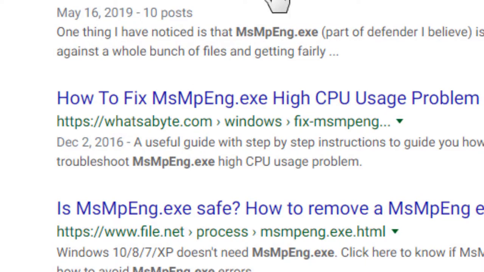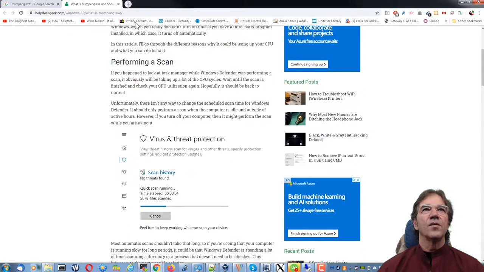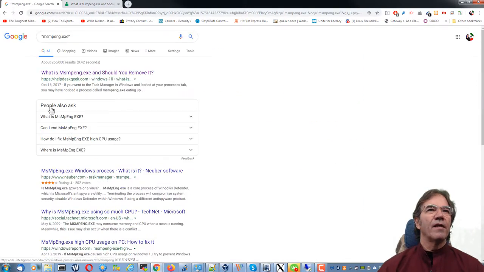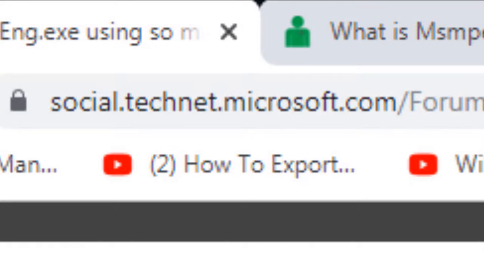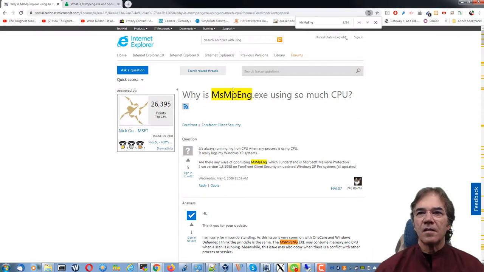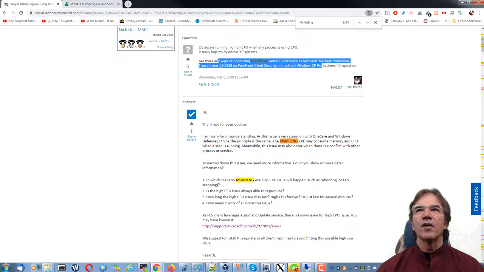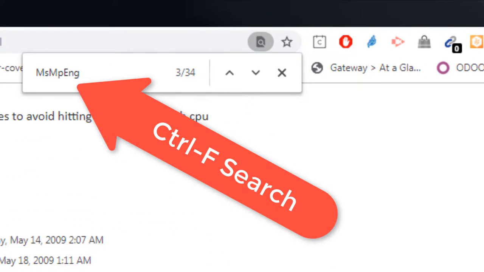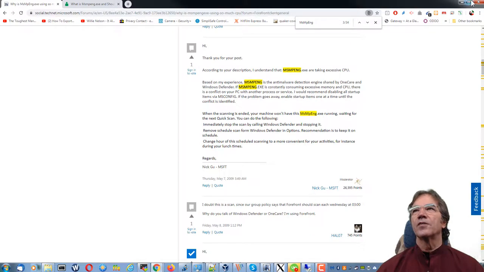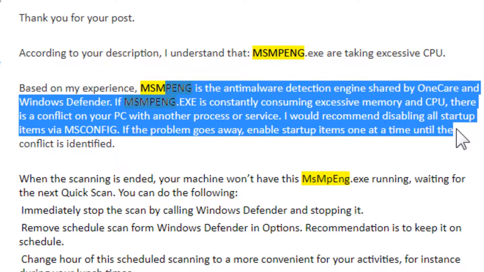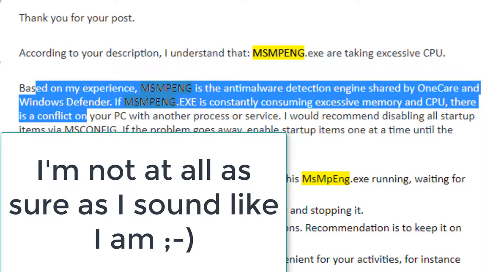What I hope to see is that it was Microsoft Security Essentials. I'm not seeing that. So I'm going to assume I should have seen right away that that had something to do with security. Oh, here we go. There's a Microsoft.com website. Okay, so it is Microsoft Malware Protection, shared by Windows Defender. Okay, so that is a good guy. I'm seeing that right here, anti-malware detection shared by OneCare and Windows Defender.